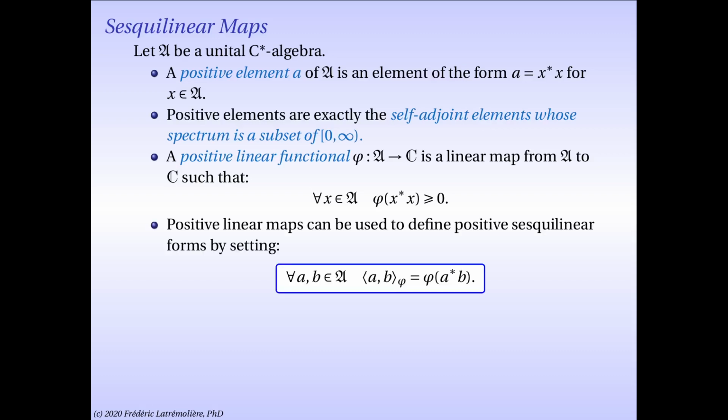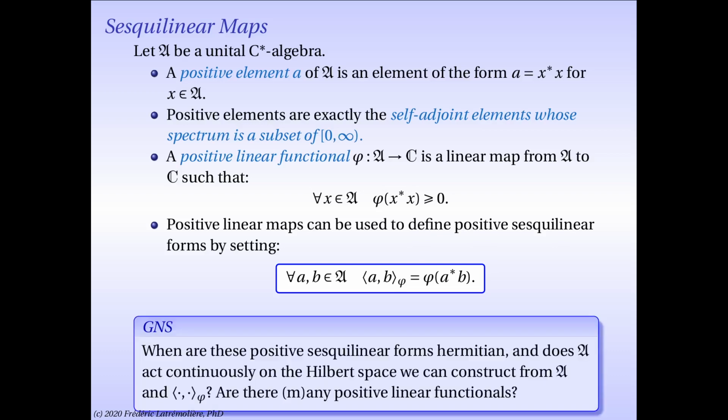The use of these tools is the definition of certain positive sesquilinear forms which you obtain for any positive linear functional phi by stating the pairing of A and B to be phi of A star B for any elements A and B in your C-star algebra. And our purpose is really to define actual inner products from these positive sesquilinear forms on the right object.